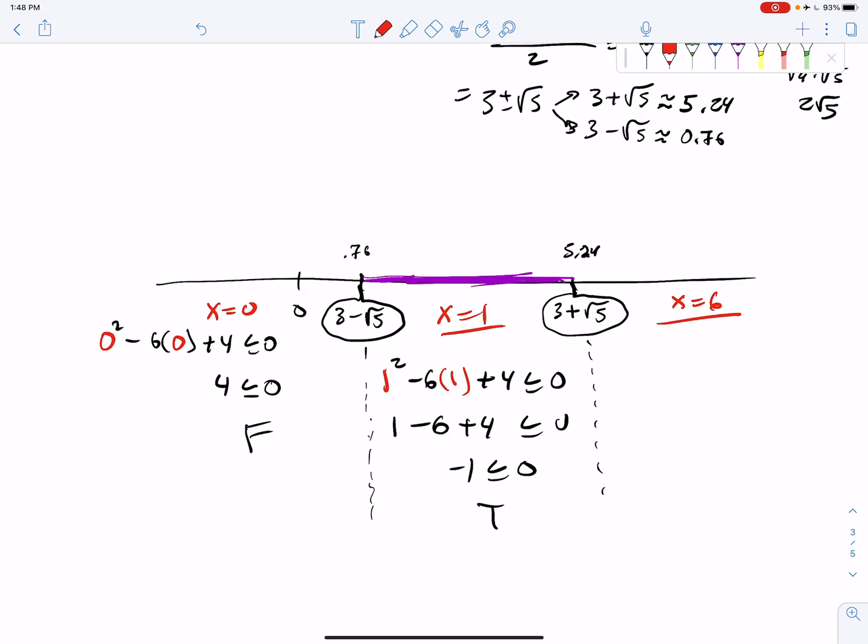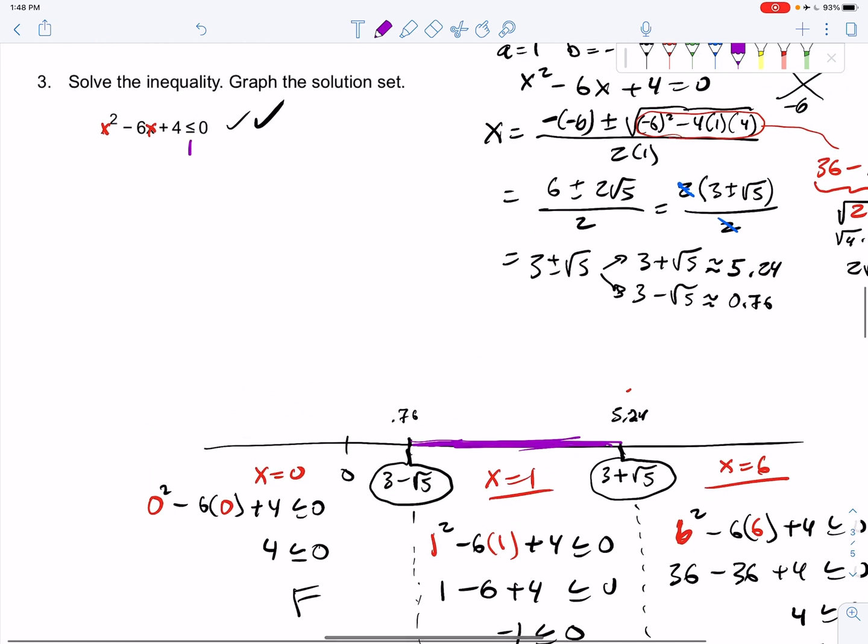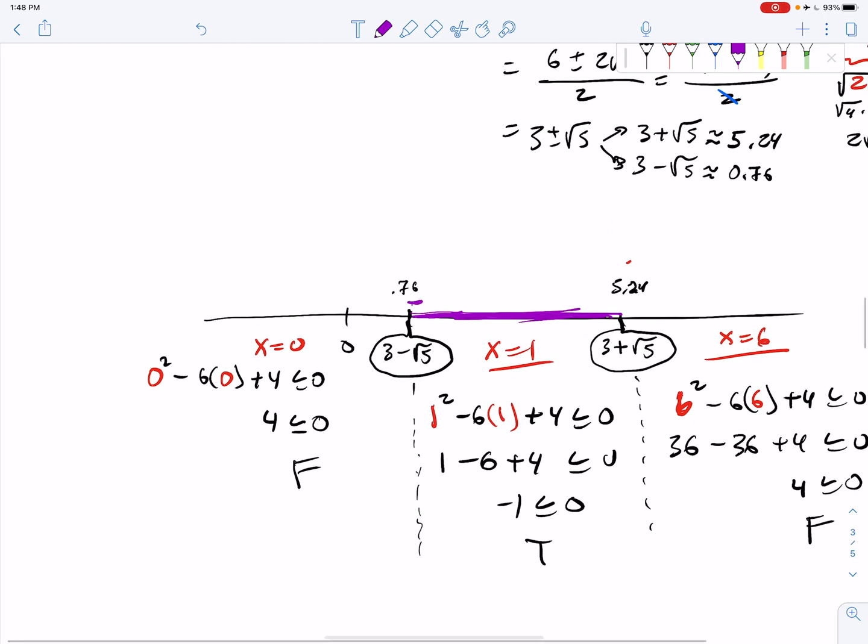Let's use 6 as a good point since this is 5.2. And we just plug it into that original formula and see what happens. So, whoops, we're using 6. Original formula said x squared minus 6 times x plus 4 is less than or equal to 0. This gives us 36 minus 36 plus 4 is less than or equal to 0. That gives us 4 is less than or equal to 0, which is false, just like we said. And we look at the inequality, which has an equal sign in it. So we know that this has to include the endpoints.